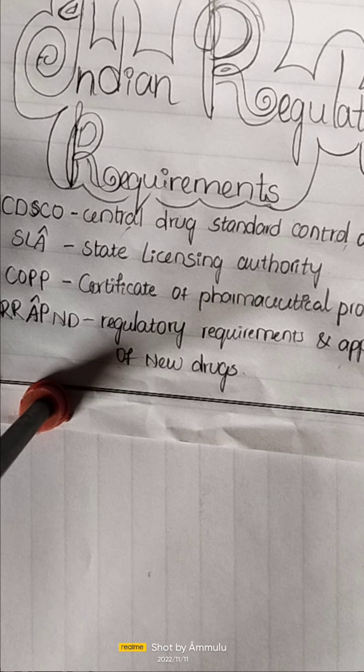Also, some authorities do not issue the CPP if the respective drug is not licensed. In India, the CPP is issued by the CDSCO and the State Licensing Authority. Currently, 1314 manufacturing units and 10 Ayurvedic manufacturing units in India have been granted the certificate of pharmaceutical products.